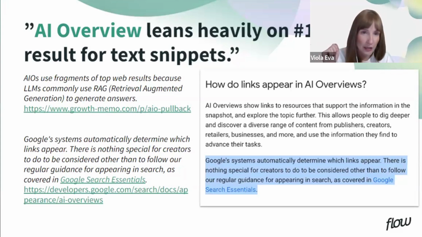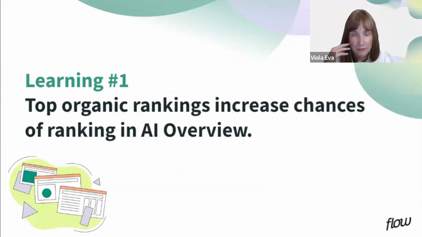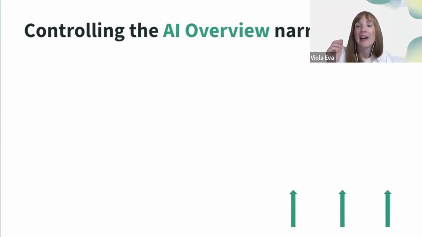But if you're on page 1 today, you probably have a 50%, 60%, 70% chance to also make it into the AI overview. And so again, it makes sense that if Google has already categorized and prioritized the entire internet, they're also drawing off that. And so learning number 1 is: it doesn't hurt to already be organically ranking.